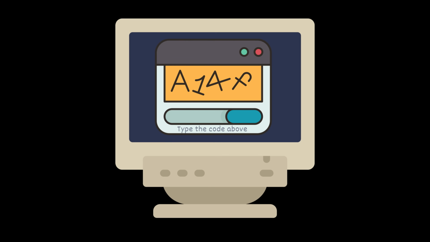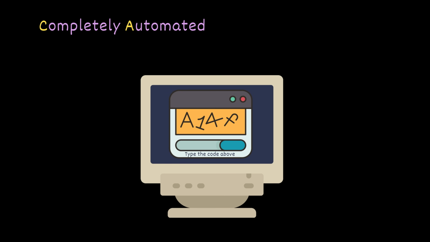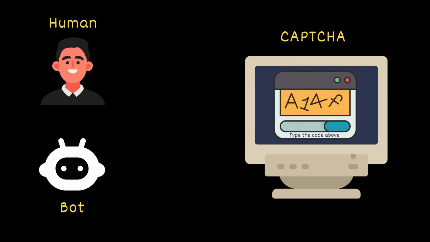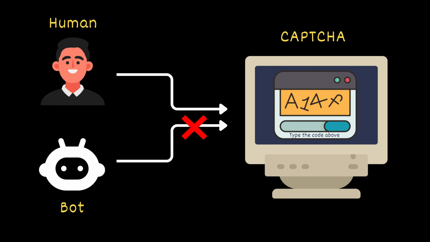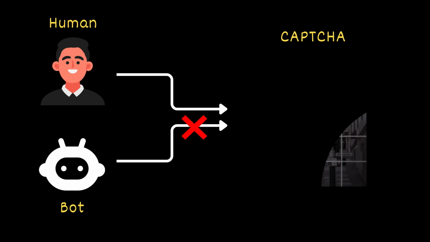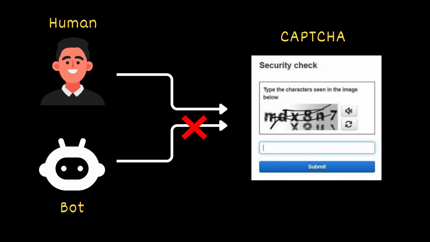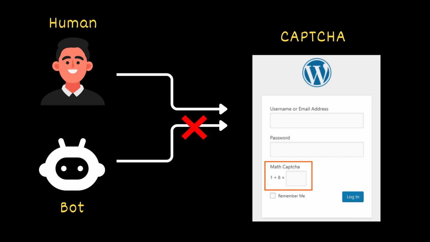But first, you might be wondering, what exactly is a CAPTCHA? CAPTCHA stands for Completely Automated Public Turing test to tell Computers and Humans Apart. In simple terms, it's a test that tries to block bots by asking something humans can solve easily, but machines can't. You've probably seen them everywhere. Things like, click all the pictures with traffic lights, type the wavy letters you see, or solve this simple math problem.